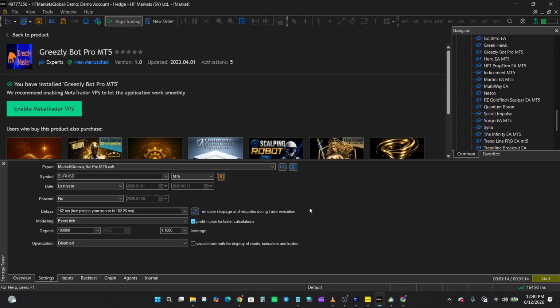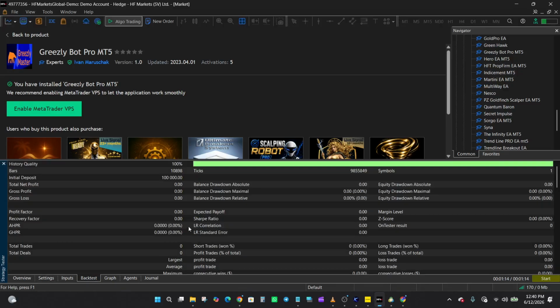Let's see how this EA performed over the past 5 months in 2026. So we are testing the Greezly Bot Pro EA on EURUSD on the M15 time frame, and of course we're testing from the beginning of 2026 till date. As for the delays, we are using the last ping to the server, and as for the modeling, we are using the every tick modeling. So let's quickly look at the backtest results.